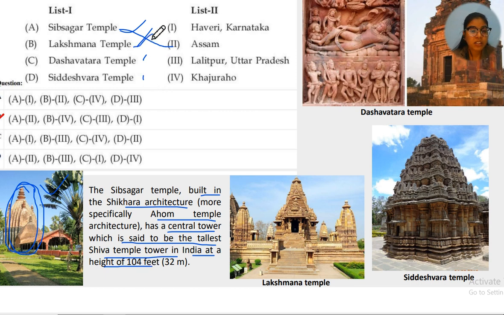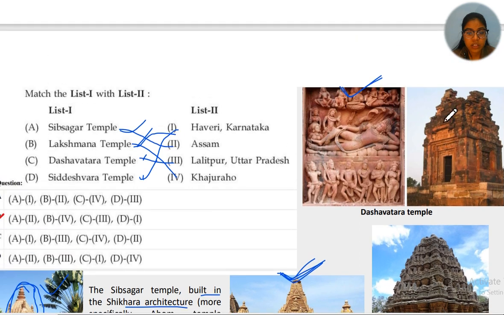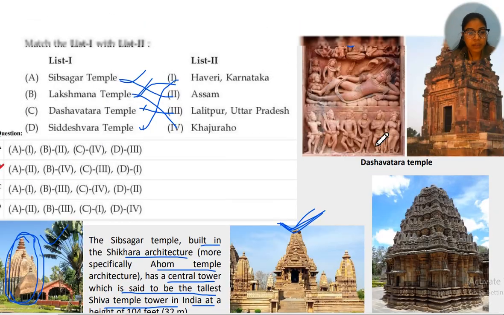The Lakshmana temple is in Haveri, Karnataka. This is the image of the Lakshmana temple. After that we have the Dashavatara temple. The Dashavatara temple is in Lalitpur, Uttar Pradesh. Last one we have the Siddheshwara temple. The Siddheshwara temple is in Haveri, Karnataka. And the Lakshmana temple is located in Khajuraho. And the Dashavatara temple is one in Uttar Pradesh. And the last one is the Siddheshwara temple, which is in Haveri, Karnataka.